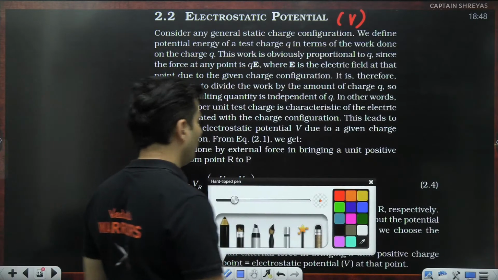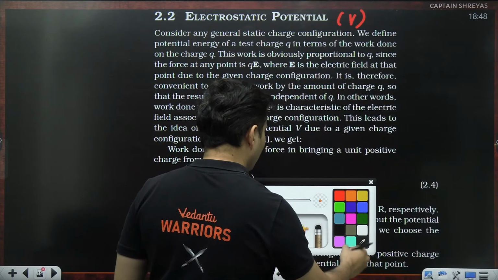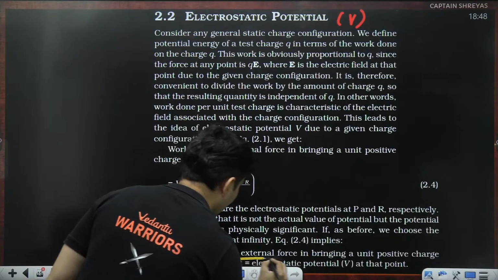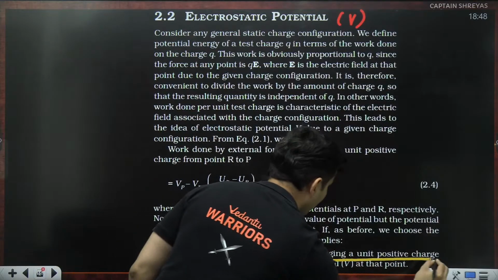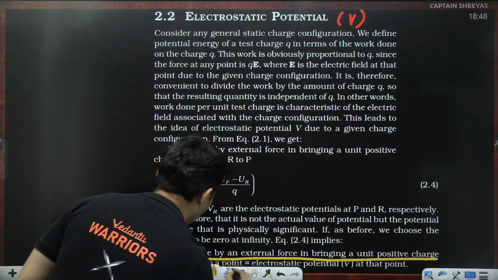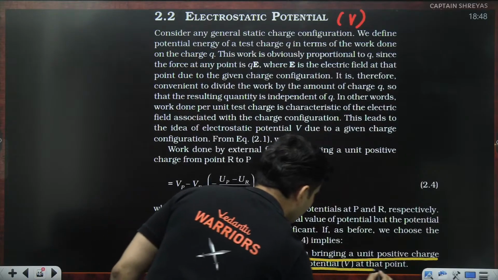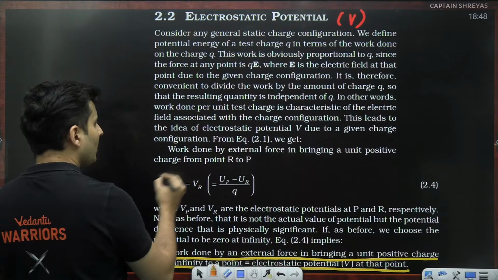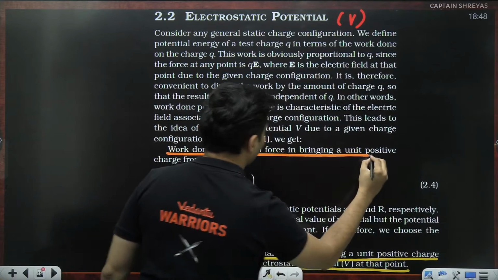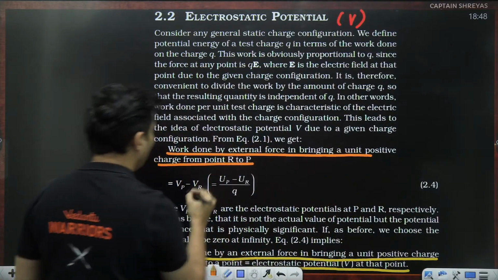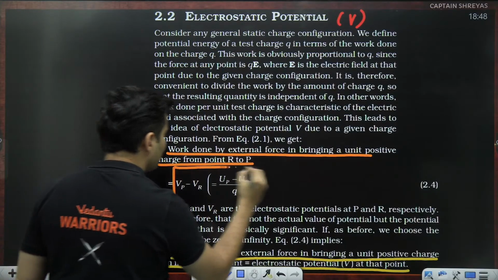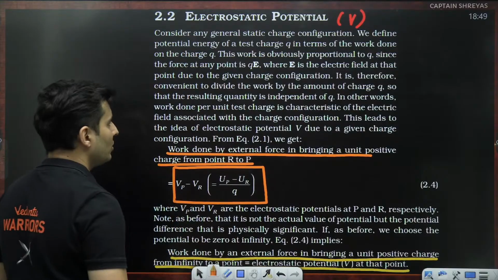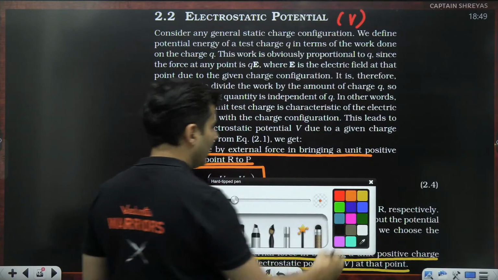Okay, so what are the important things over here? First of all, the work done by an external force in bringing a unit positive charge from infinity to that point is the electric potential at that particular point. Number 2, the work done in bringing the unit charge from point R to point P is the potential difference between these 2 points, which is energy difference by charge Q. This is another important line.